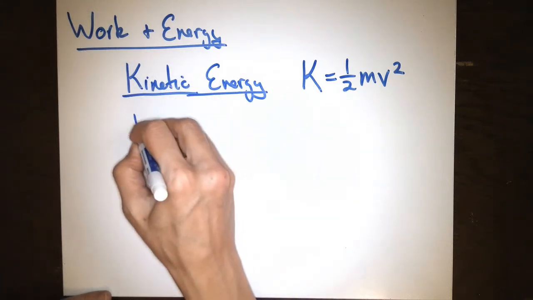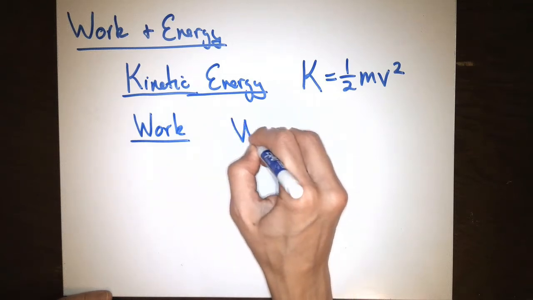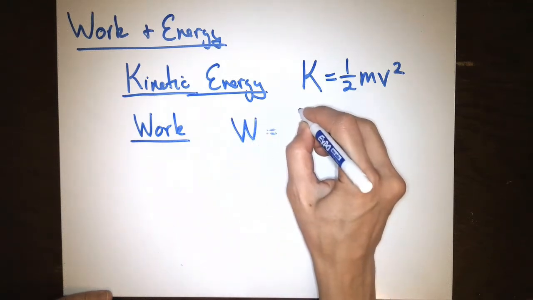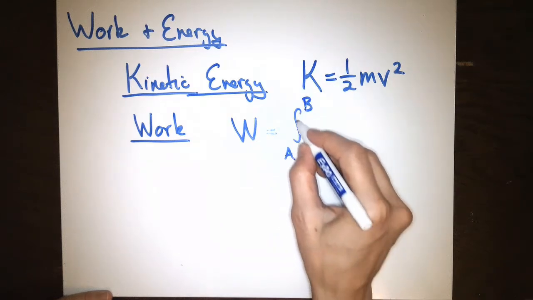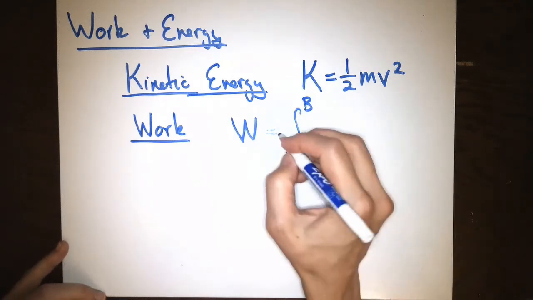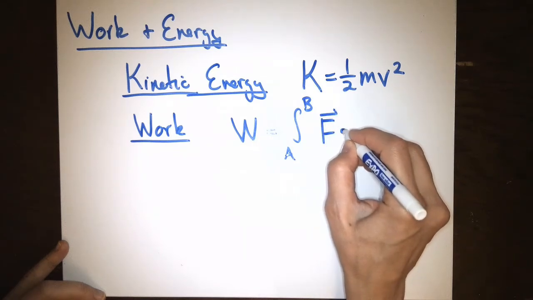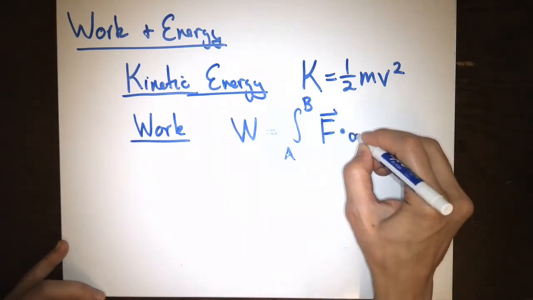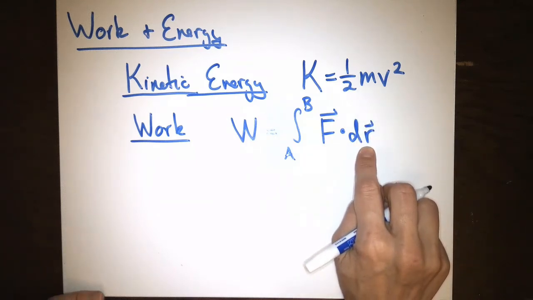Work is a little bit trickier because it has an integral. Work is the path integral, meaning I go from point A to point B and I walk along some path. And as I walk along that path, I look at the dot product between the force acting on me and the tiny little bit of displacement along my path.